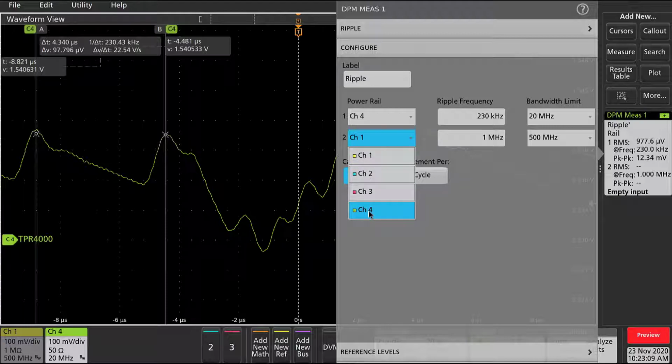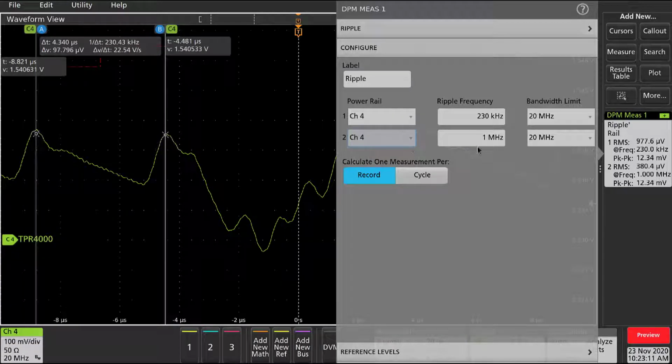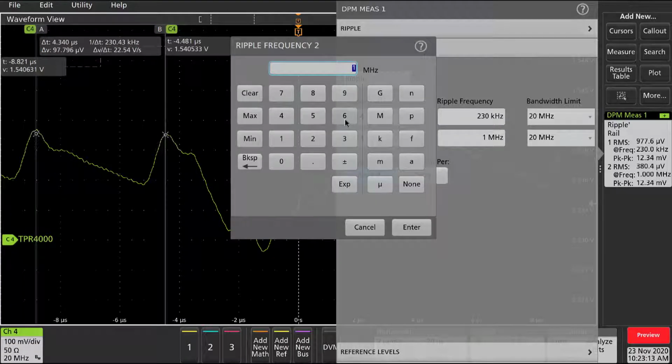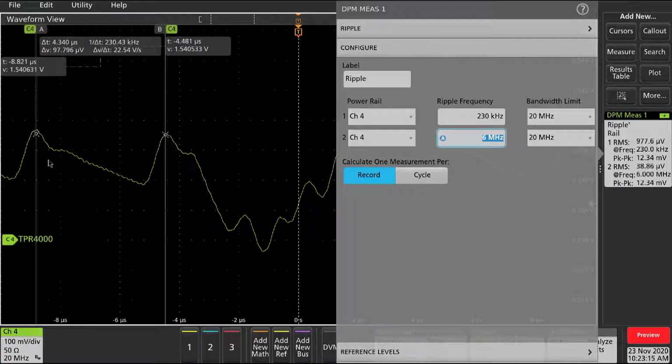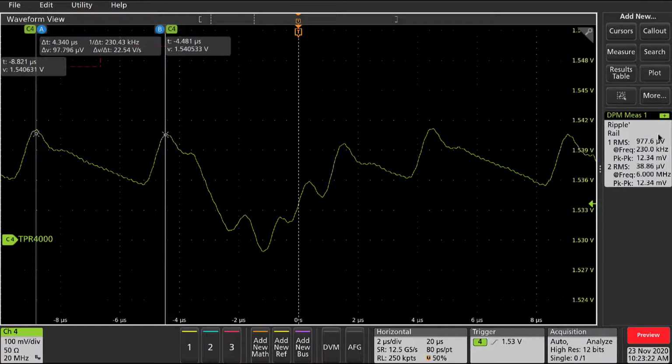And again, I'll set my second rail to be on channel 4 as well, but now at 6 megahertz to capture the ripple on ripple that we saw here. And again with a 20 megahertz limit. And now you can see these 2 measurements populated in the badge, the 1 being the lower frequency peaks here, and the 2 being the ripple on ripple that's being measured here, and it gives both RMS and peak-to-peak measurements.